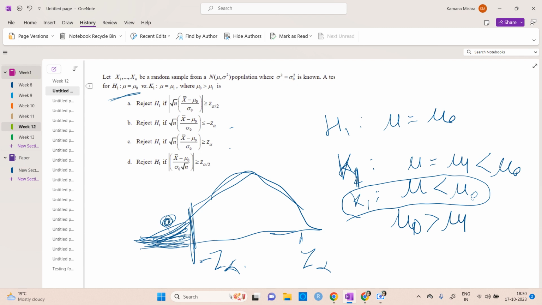Because if it is less than this, then mu will come here, right? If mu is less than mu naught, then it means it is coming under this k1. If it is coming under this k1, that means h1 is not true, so we are rejecting this. Simply, we reject when the answer is coming under this region. So if this is less than minus z alpha, that time mu will be less than mu naught, and that time we reject this null hypothesis. So this would be the answer. Any doubt?